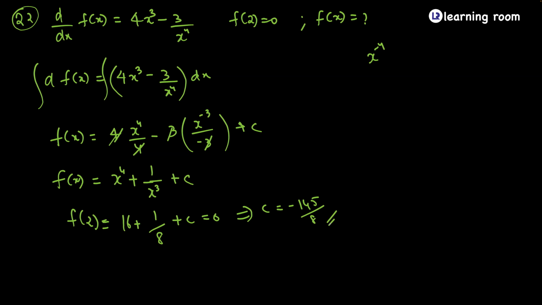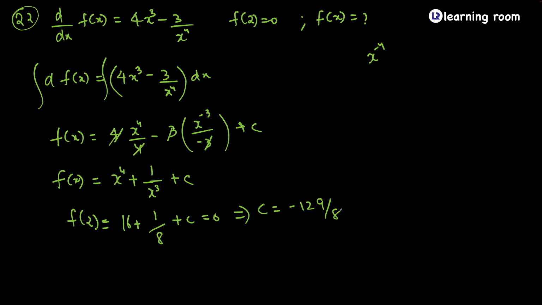128. 160 minus 32. 128. 128 plus 1, correct. I took 200. Correction. So 16 into 8 is 128 plus 1, 129. So it is going to be 129 by 8, which implies c is equal to minus 129 by 8.